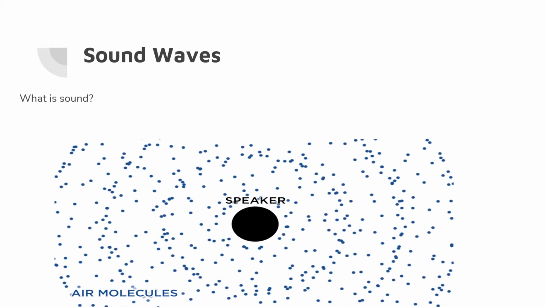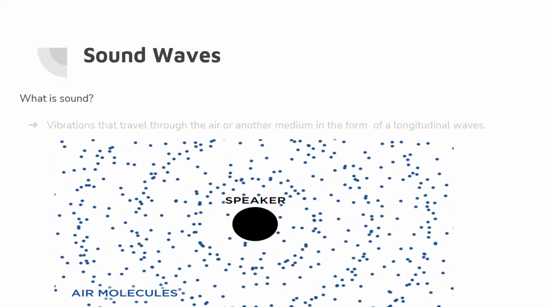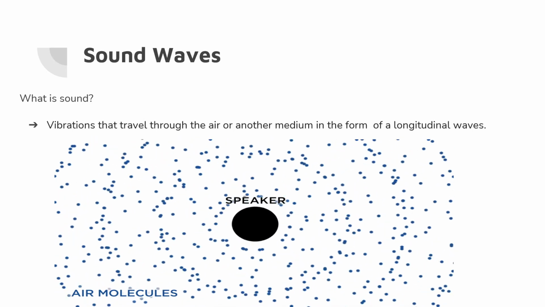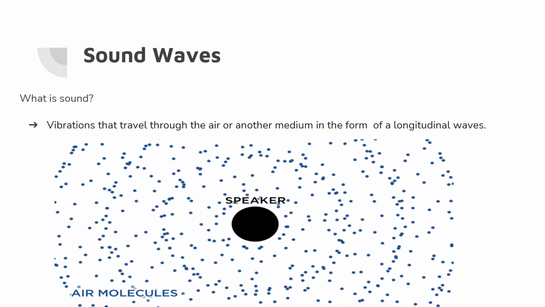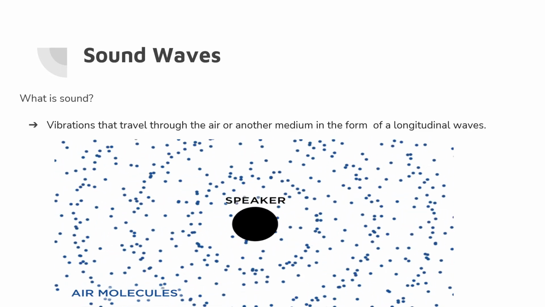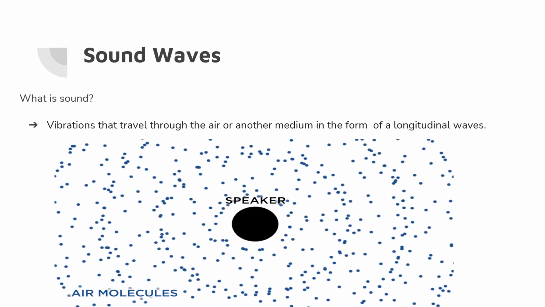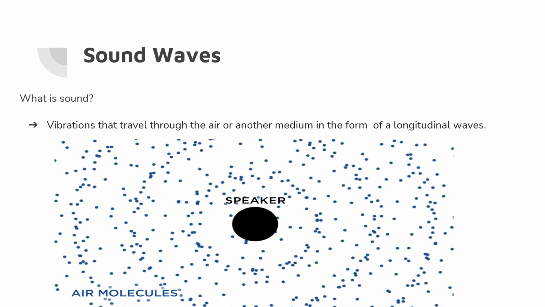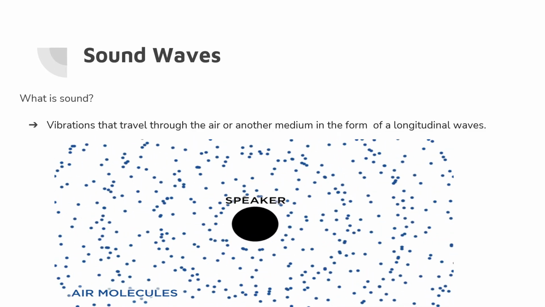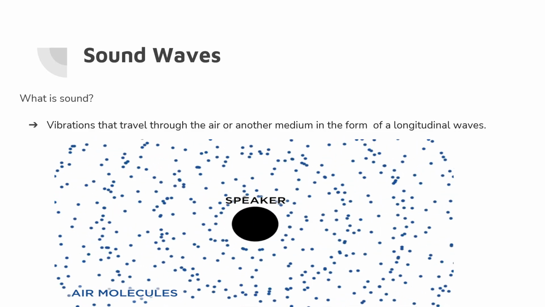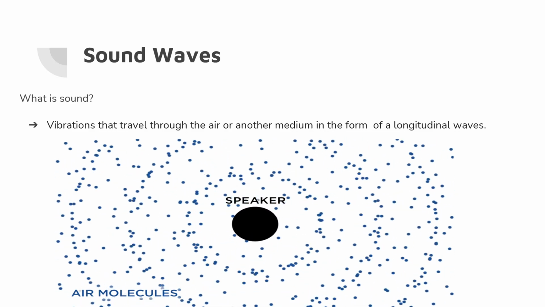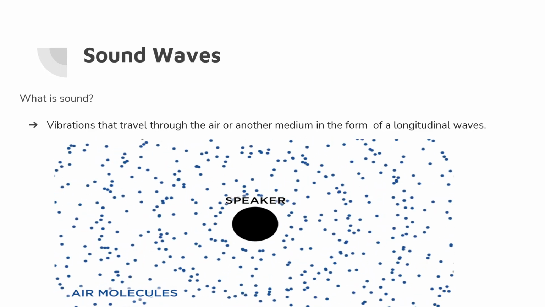When thinking about sound waves, the first thing that comes to mind is, what is sound? Well, sound is the vibration that travels through the air or another medium in the form of a longitudinal wave. Now remember, from Module 4, longitudinal waves are waves that travel parallel with the motion. These are particles that are vibrating back and forth, creating the transfer of sound.